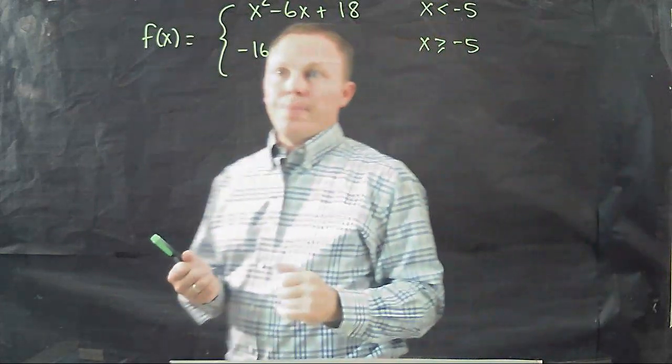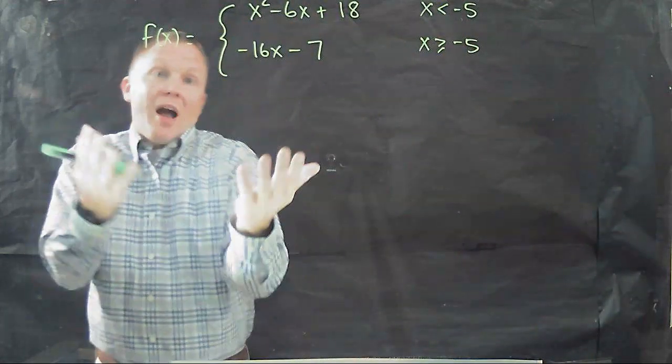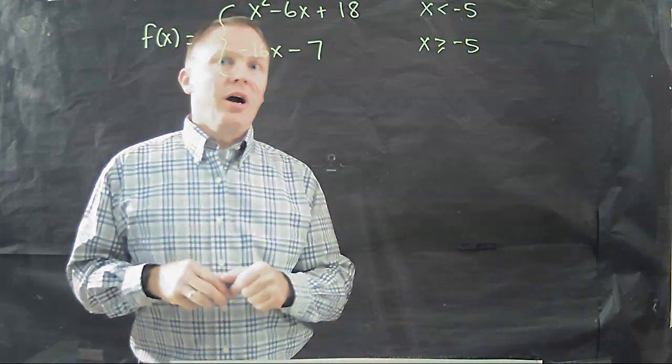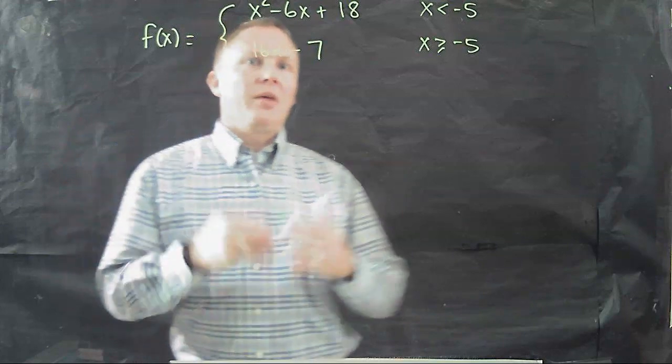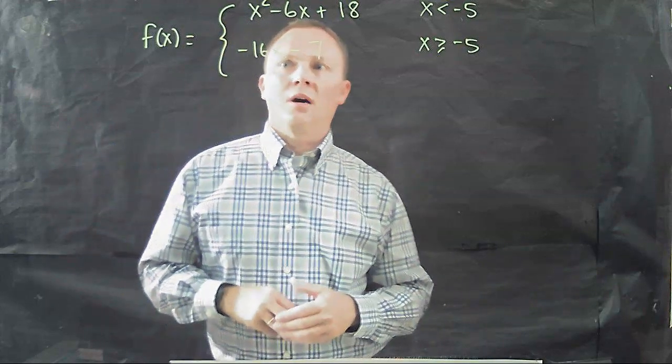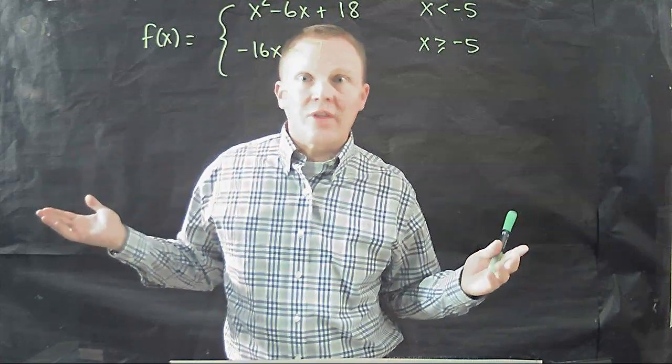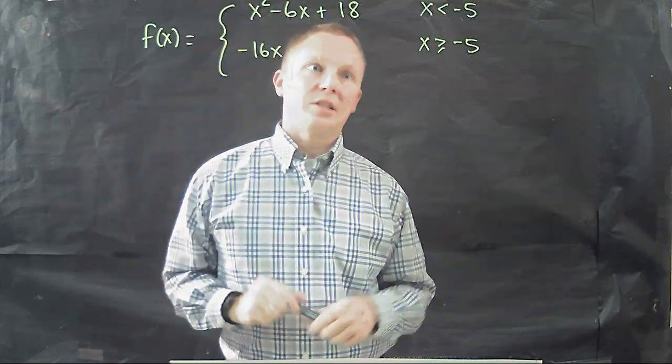Now, you could graph this and kind of see, is there going to be a sharp point there? Is there a cusp there? You can get a visual of it. We're just going to jump in and answer the question algebraically. So the first thing I'm going to do is determine whether or not this function is continuous at x equals -5.